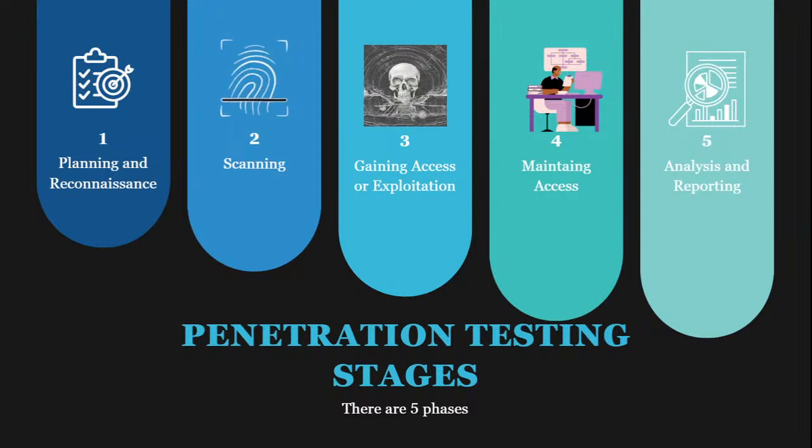So now, after gaining the access, the fourth phase of penetration testing is maintaining access. Maintaining access is the objective, or the motive, of an attacker: what he is going to do with that particular sensitive or confidential information present within the network or in the organization.